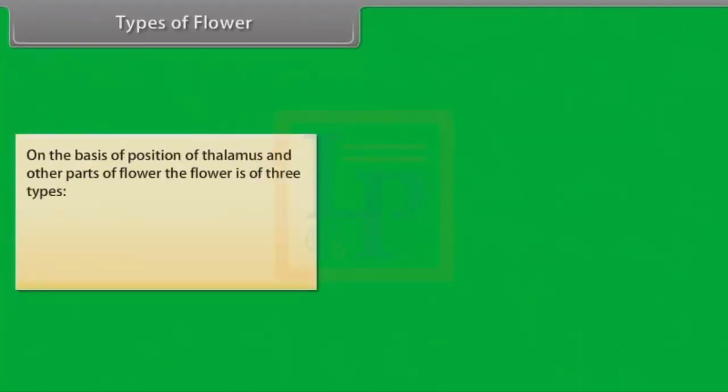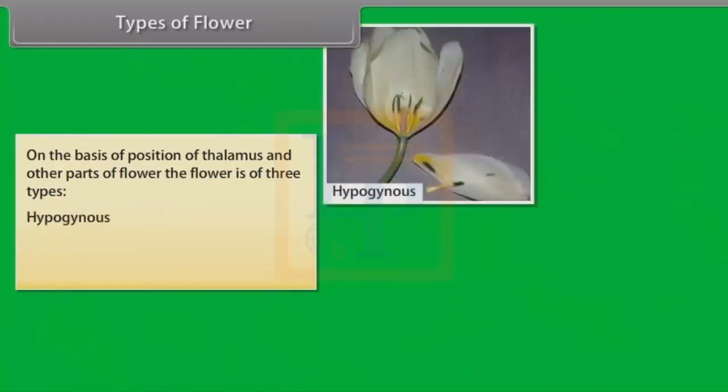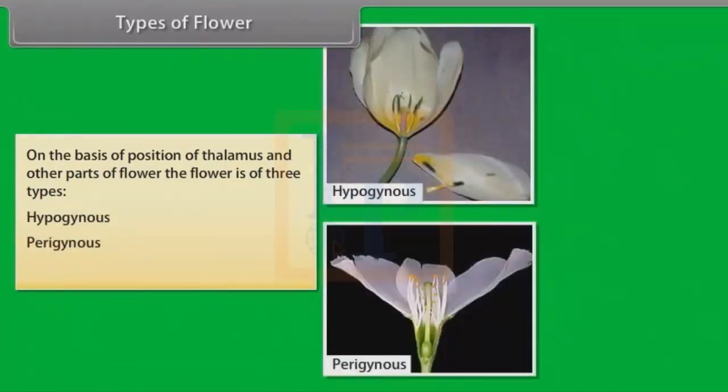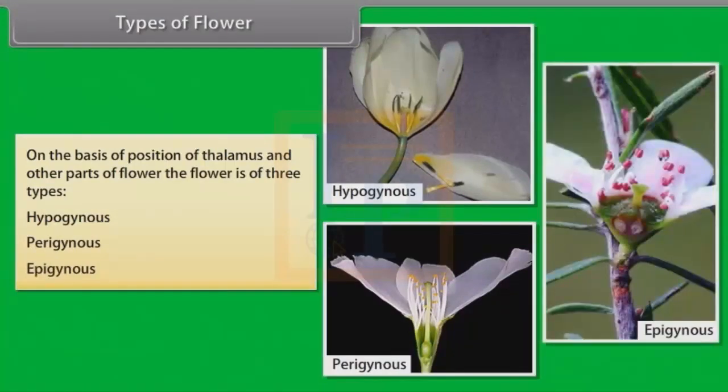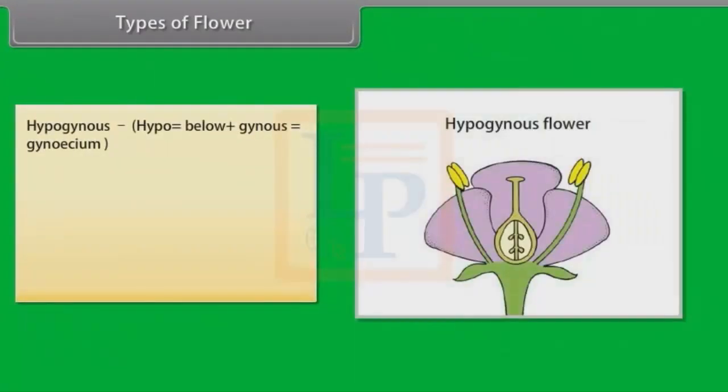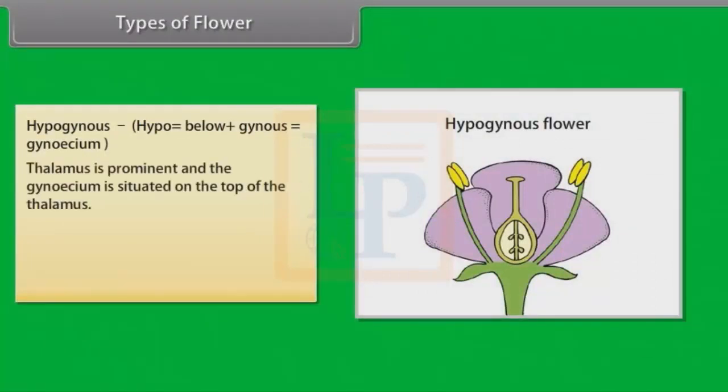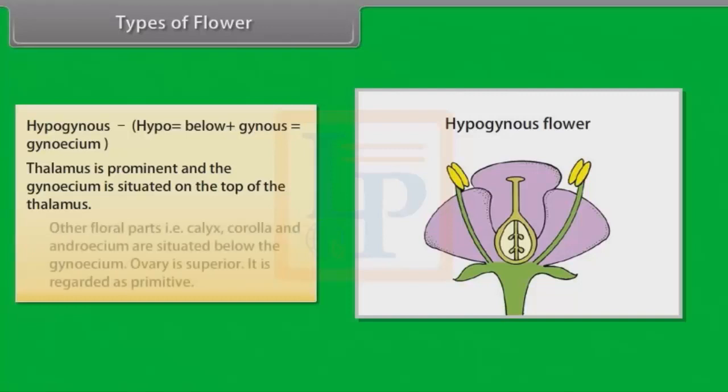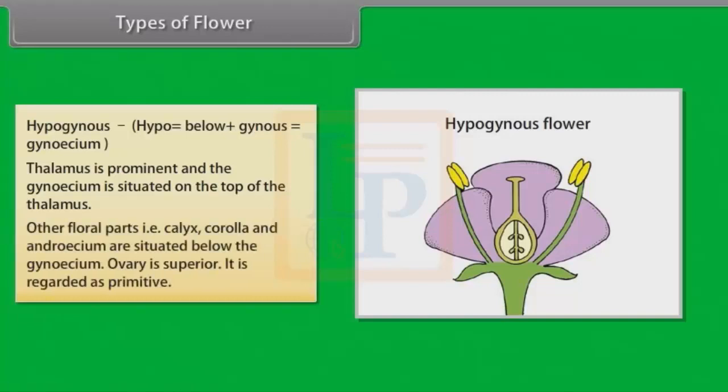Types of flower. On the basis of position of thalamus and other parts of flower, the flower is of three types: hypogynous, perigynous, epigynous. Hypogynous. Thalamus is prominent and the gynoecium is situated on the top of the thalamus. Other floral parts, that is calyx, corolla and androecium, are situated below the gynoecium. Ovary is superior. It is regarded as primitive.